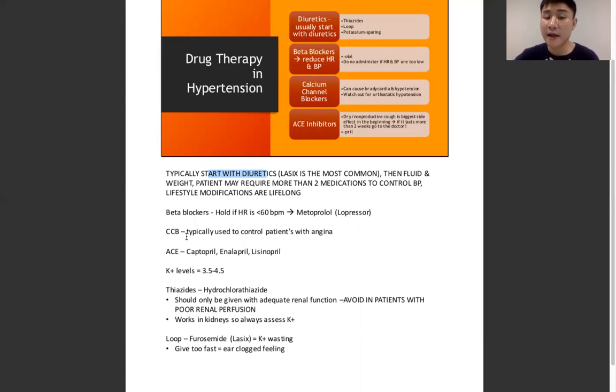Then we have ACE inhibitors, and these medications end in -pril, like you guys see, -pril, -pril. This medication is also a blood pressure medication. However, there are some side effects. It can cause a dry, non-productive cough in the beginning. If it lasts more than 2 weeks, then we have to call the doctor and maybe change the prescription for the patient.